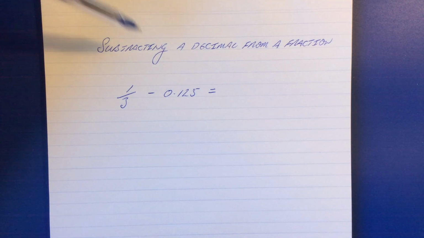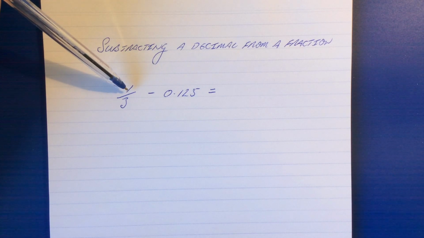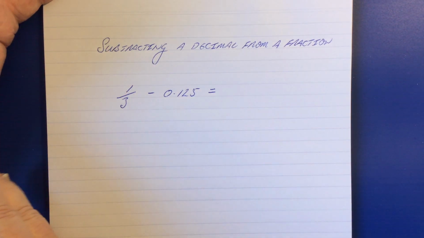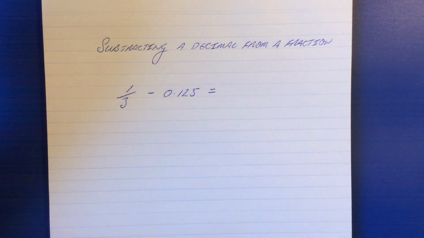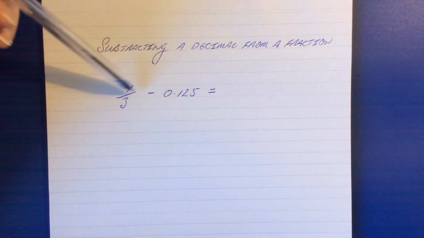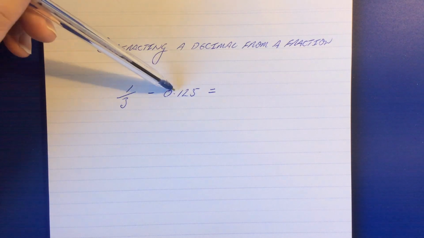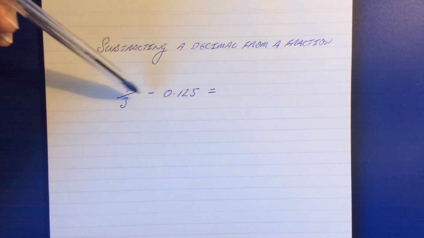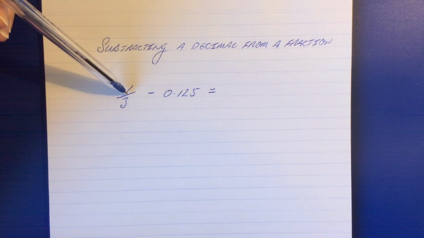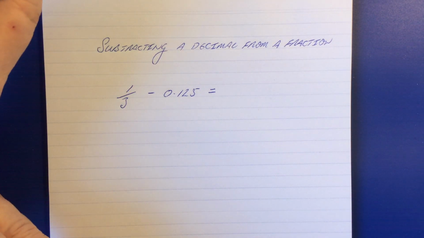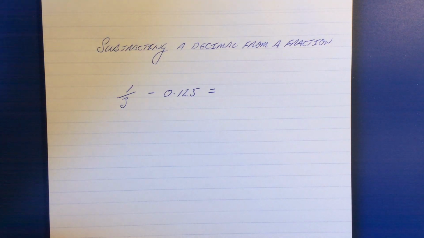Today we're going to subtract a decimal from a fraction. And there are just a couple of things to be aware of. Obviously, it makes sense for both of these to be in the same form. So we could convert this to a decimal, or we could convert this to a fraction. And I've deliberately chosen these two just to show you the hazards involved in getting an absolutely accurate result.